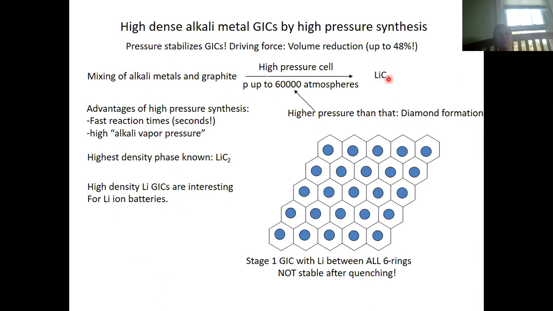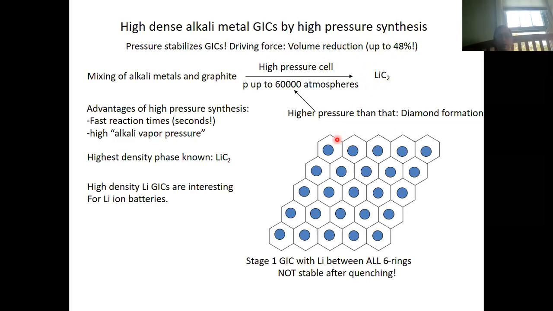So why does the lithium intercalate? At first glance, that doesn't seem to make a lot of sense, given that the graphite sheets actually come further apart from each other, and pressure tends to support phases of higher density over phases with lower density. However, we need to consider that a pure alkali metal is actually quite low density. So by intercalating that lithium into the graphite sheets, we actually increase the density of the overall system, alkali metal plus graphite. And in fact, the volume reduction is about 48% for this reaction here.